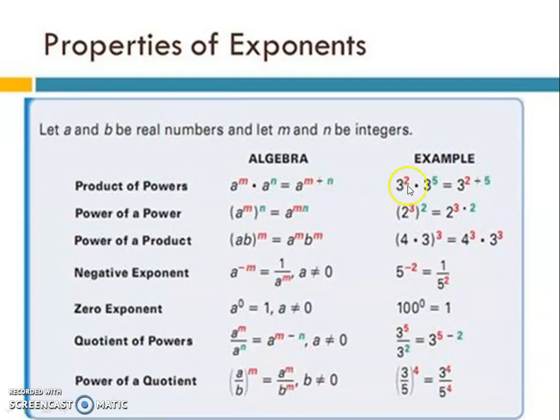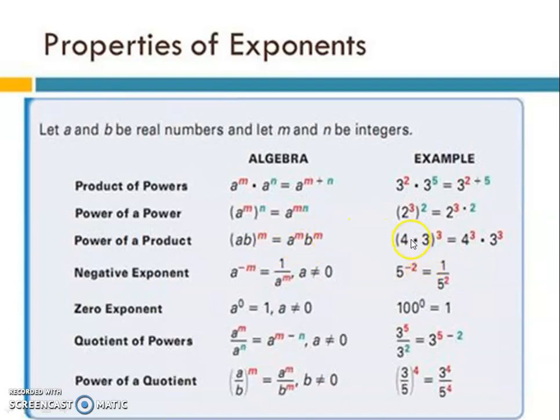Suppose I put the value of a as 3, the value of m as 2 and the value of n equal to 5. So I derive 3 raised to 2 plus 5 by this product of powers property of exponents. Power of power means what? a raised to m, bracket raised to n, is equal to a raised to mn. That is, 2 raised to 3, bracket raised to 2, is always 2 raised to 3 into 2. You can write 2 raised to 6 also. Power of product: if a b raised to m is there, we should write a raised to m into b raised to m.